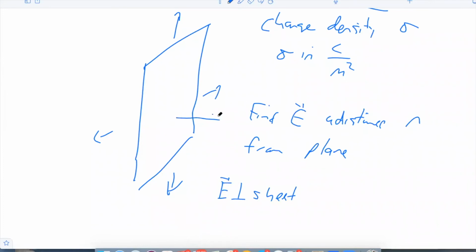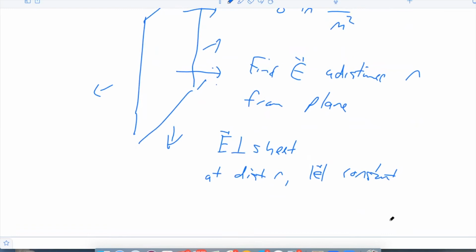Similarly, if I'm out some distance r away from the sheet, it wouldn't make any sense for E to be bigger here than it is here. The universe doesn't know the difference between these spots if they're both the same distance away. So at a distance r, E is constant. That's going to happen on every one of these. Otherwise, we can't use Gauss's law.